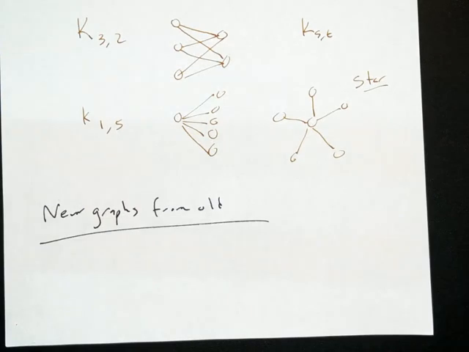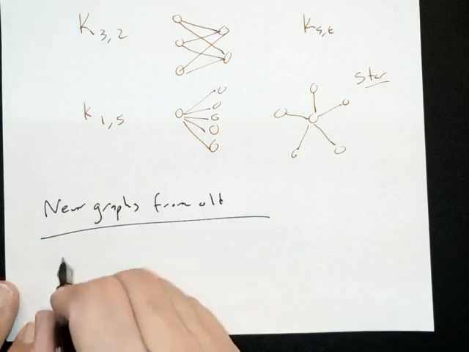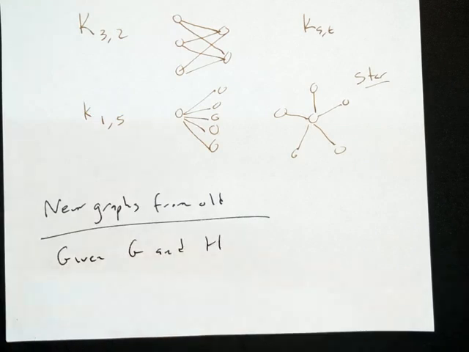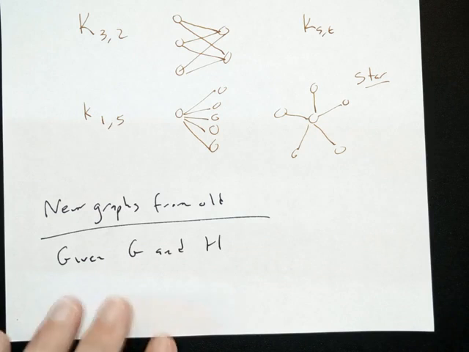I can combine graphs together. So let's suppose I had two graphs, any two graphs you want. I could take the union of these two graphs, right? And just say, here's G, here's H, ta-da! I'm now going to call them one big graph, G union H.